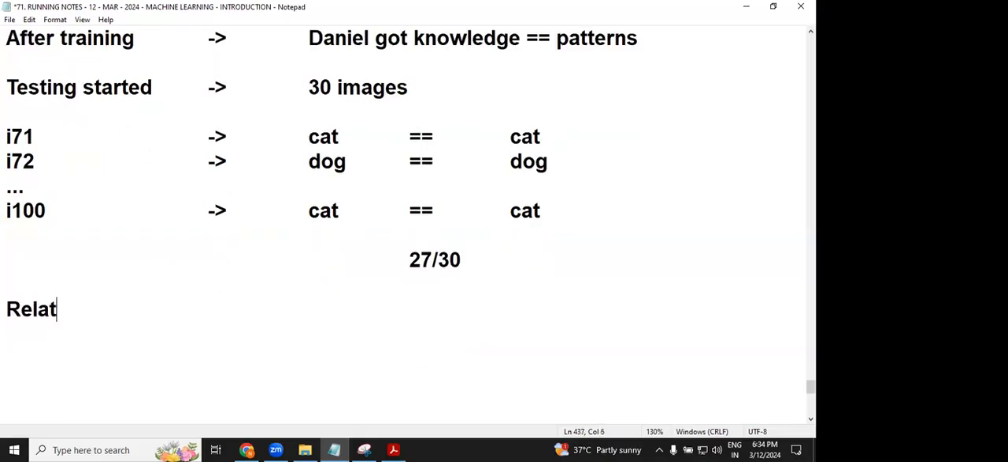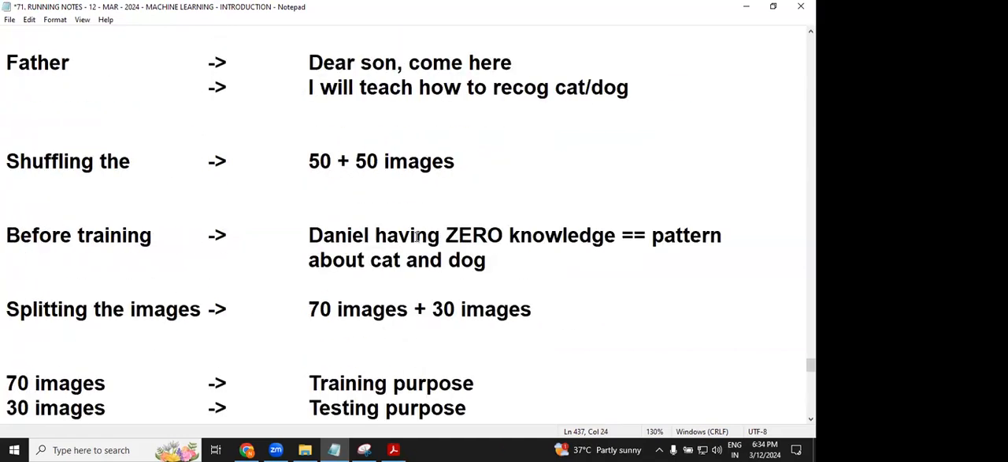Now what exactly happened? Suddenly my relatives came. And suddenly my relative aunt, name is Appalamma, just assuming any name. And she is taking one image. And immediately I'm telling that is a cat actually. The credit goes to whom? Father.